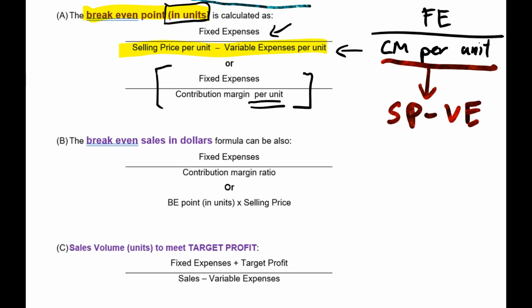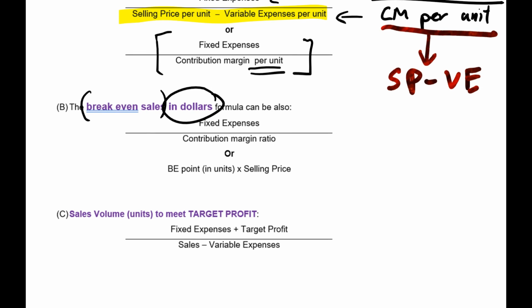If the question asks for the break-even sales in dollars, there are two formulas. Number one, you can use fixed expenses divided by contribution margin ratio. Normally the contribution margin ratio will be given in the question, and your fixed expenses also will be given in your question.